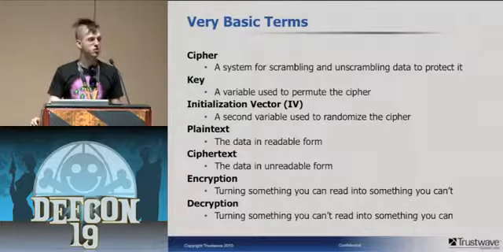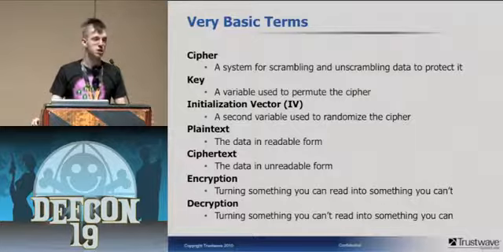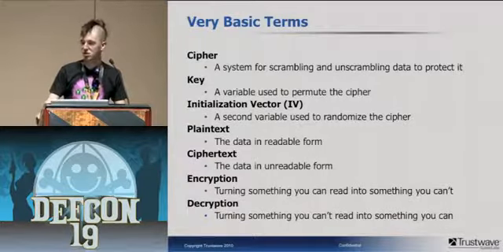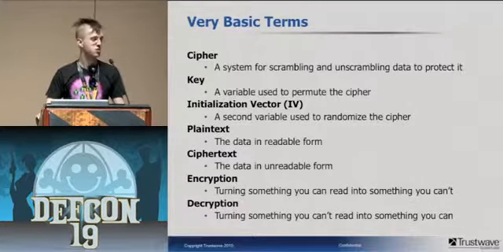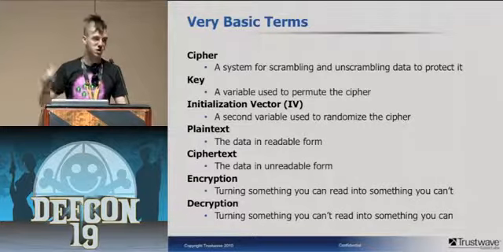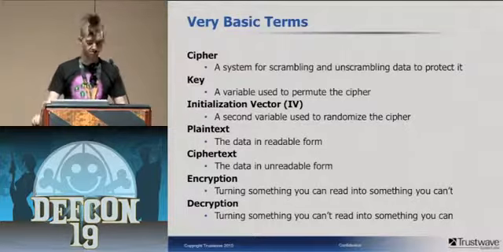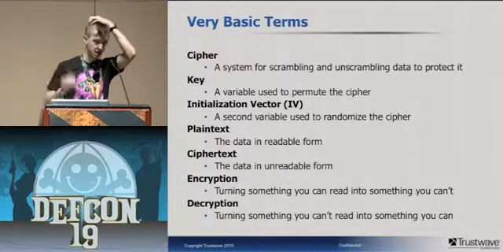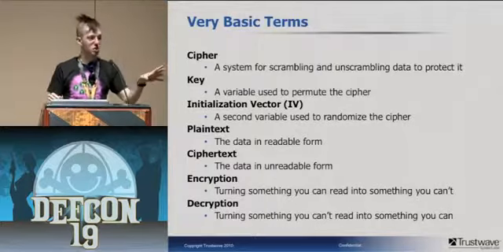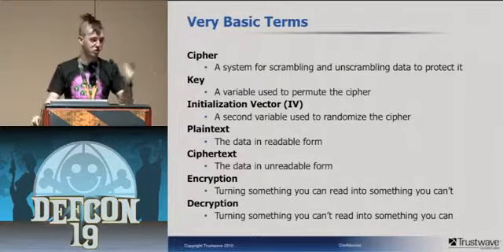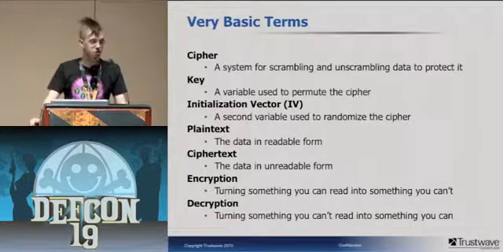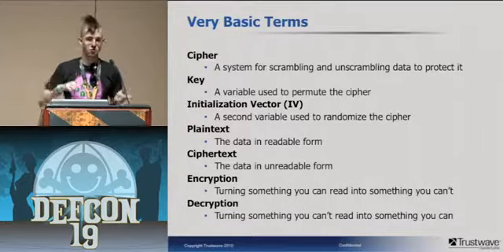The initialization vector is used in a similar way, but it's not always necessarily private. The idea of the initialization vector is almost a second key, which doesn't necessarily need to be private, although in a lot of cases it should be. The point of the initialization vector is so that when you encrypt the same thing with the same key, you can change up the initialization vector and the ciphertext won't look the same. Plaintext and ciphertext are the unencrypted and encrypted versions of the message, the human readable and unreadable. And encryption and decryption are turning plaintext to ciphertext and vice versa.